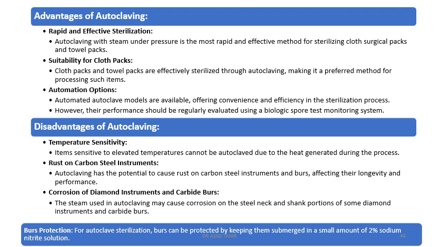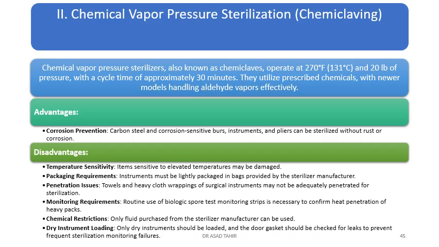Chemical vapor pressure sterilizers, also known as chemiclaves, operate at 270 degrees Fahrenheit, 131 degrees Celsius, and 20 pounds of pressure, with a cycle time of approximately 30 minutes. They utilize prescribed chemicals, with newer models handling aldehyde vapors effectively. Advantages. Corrosion prevention. Carbon steel and corrosion-sensitive burrs, instruments, and pliers can be sterilized without rust or corrosion.